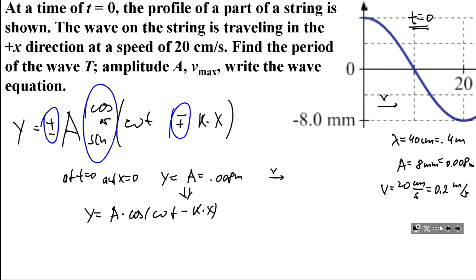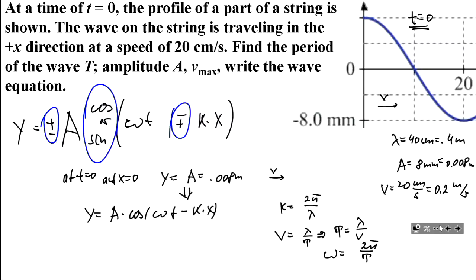The rest has been done already. And we know the amplitude, that's a number. We know the wavelength, so we can calculate the wave number. We know the velocity, which is supposed to be equal to wavelength over a period. So that tells us how to calculate the period, wavelength over v, or angular frequency 2 pi over T.